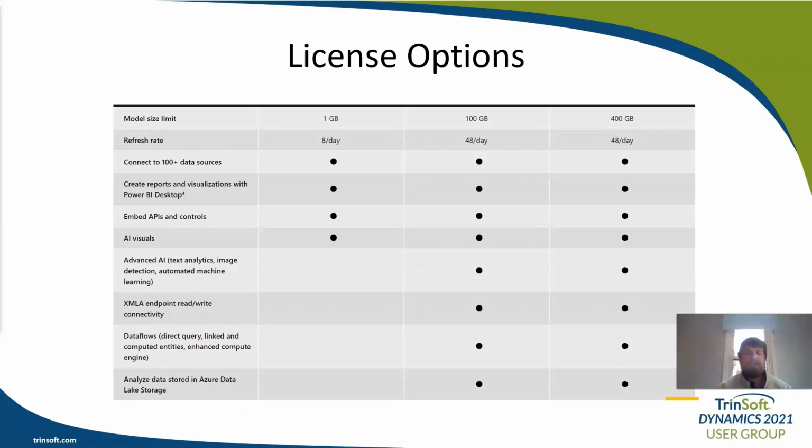Then we get some things that are similar, right? I can connect to multiple data sources, which we'll talk about, hundreds of them actually. I can create reports and visualizations with Power BI Desktop. I can embed APIs. I have AI visuals. What the other premiums give us is advanced AI, some XML endpoint, data flows, and then the ability to get to data that's out on an Azure data lake.